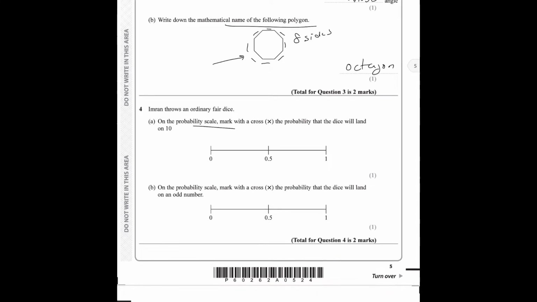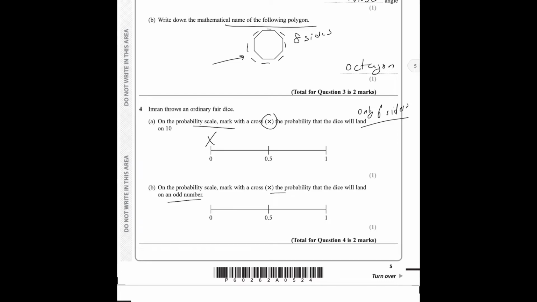Next one, on a probability scale. So it's a probability question. Mark with a cross X the probability that the dice will land on 10. So remember, a dice has only 6 sides, so the chance of getting a 10 on a dice is 0, so you have to mark it at 0.